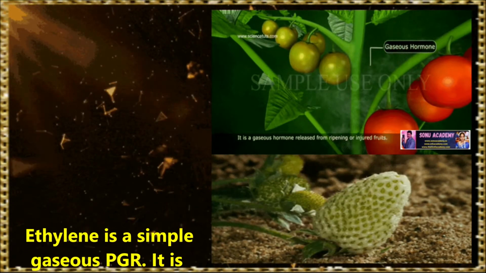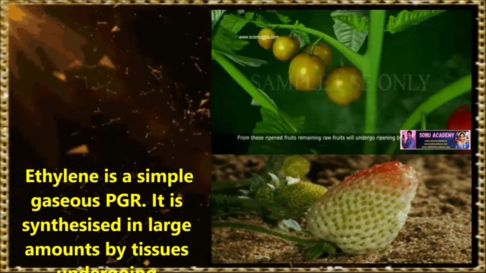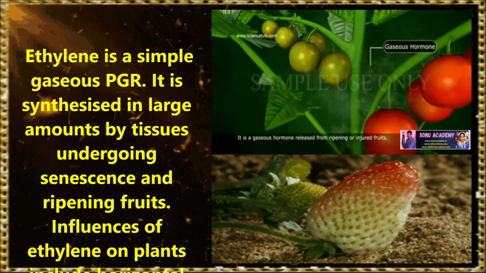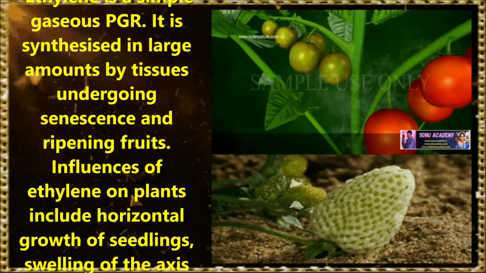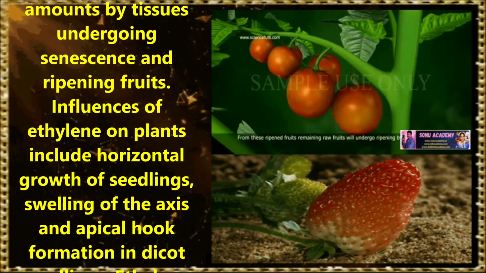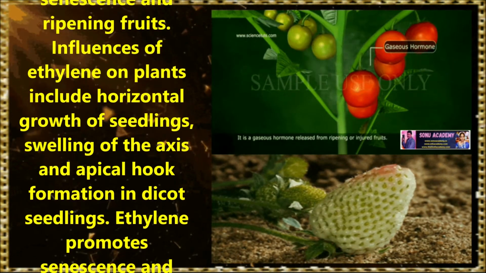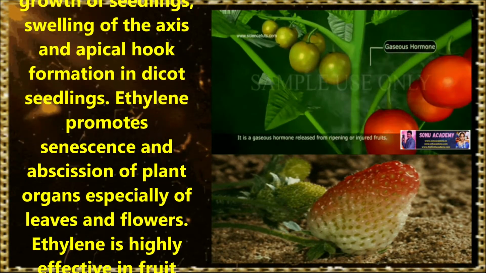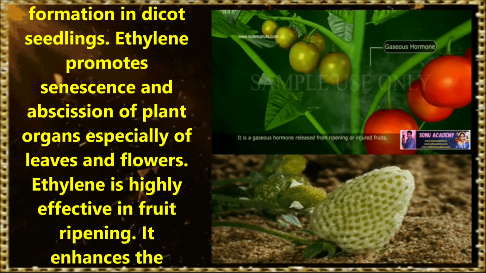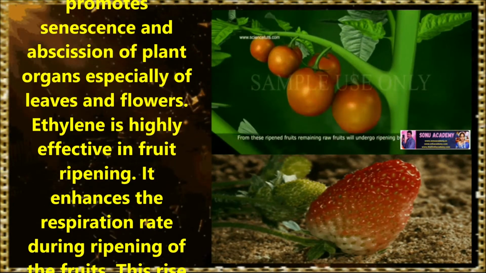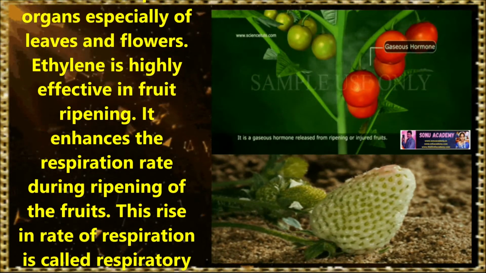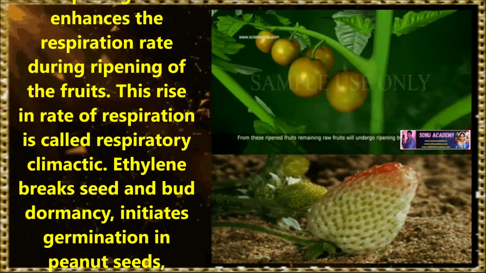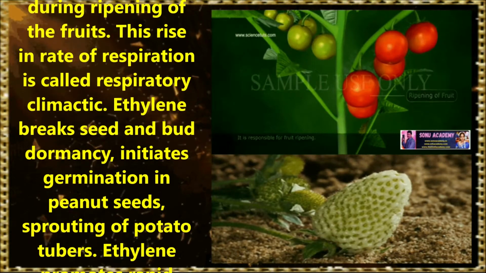Children, let us discuss ethylene, a simple gaseous PGR. It is synthesized in large amounts by tissues undergoing senescence and by ripening fruits. Influences of ethylene on plants include horizontal growth of seedlings, swelling of the axis and apical hook formation in dicot seedlings. Ethylene promotes senescence and abscission of plant organs, especially of leaves and flowers. Ethylene is highly effective in fruit ripening. It enhances the respiration rate during ripening of the fruit. This rise in the rate of respiration is called respiratory climactic.